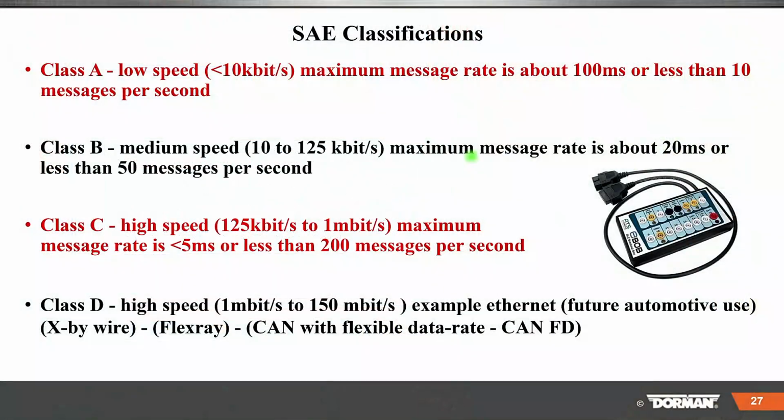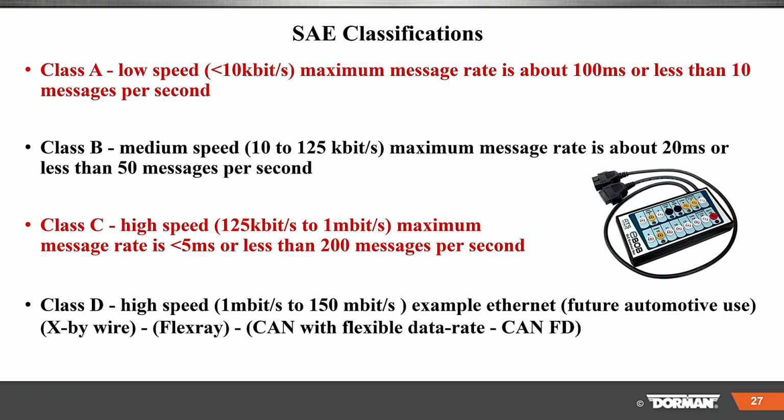So here are the different classes. Class A, low speed, under 10,000 bits per second, with a message rate of 100 milliseconds or less, or 10 messages per second. Class B, medium, 10 to 125,000 bits, maximum rate about 20 milliseconds or 50 messages per second. CAN C, high speed, minimal 125,000 bits to 1 million bits, maximum rate less than 5 milliseconds, 1,000 milliseconds make a second, 200 messages per second and then some. And Class D, high speed, 1 million to 150 million.